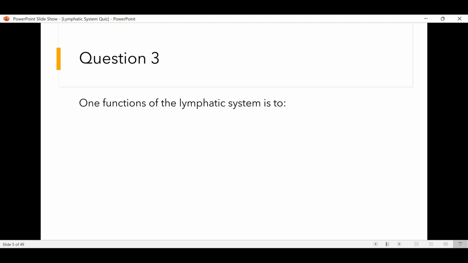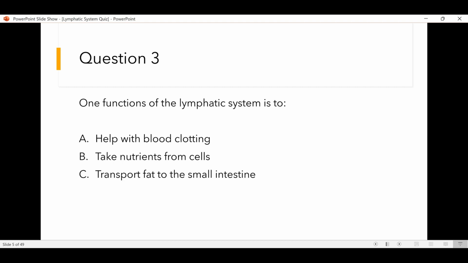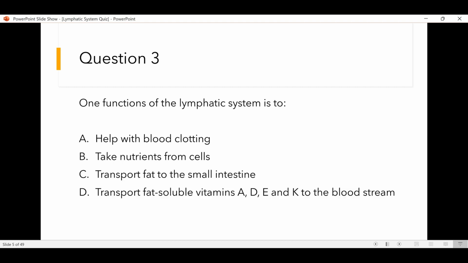Question 3. One function of the lymphatic system is to help with blood clotting, take nutrients from cells, transport fat to the small intestine, transport fat-soluble vitamins, which are A, D, E and K, to the bloodstream.